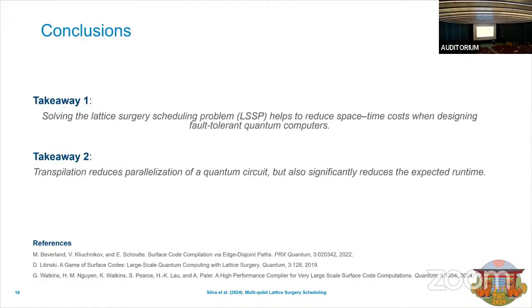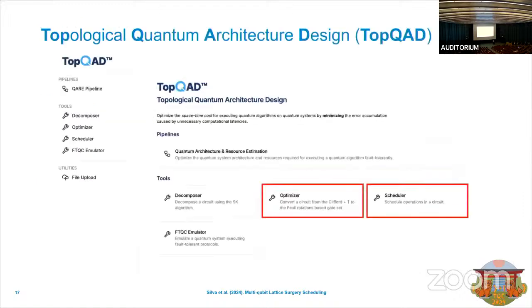Before I conclude the presentation, I just want to mention that we at 1QBit implemented these two algorithms, the transpilation and the scheduling algorithms, and they are part of our software toolkit that we call TOPCAD, which stands for Topological Quantum Architecture Design. We hope that this toolkit can assist researchers and businesses in the design of fault-tolerant quantum architectures. Just to mention, the scheduler is here, and the transpilation would be in the circuit optimizer part.